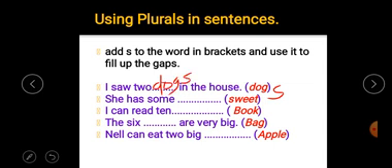Can you see that? You read the instruction and answer with the instructions. Add S to the word in brackets and use it to fill up the gap. That's what we have just done. We have added S to the dog in brackets and used the dogs to fill up the sentence. I saw 2 dogs in the house. Let's try the next one.